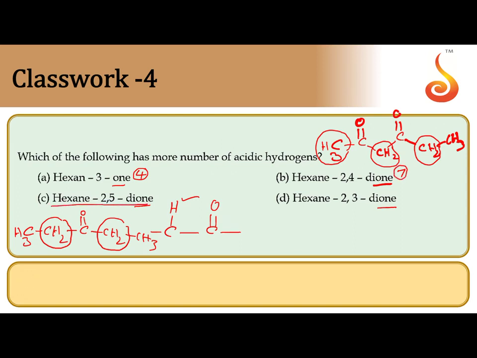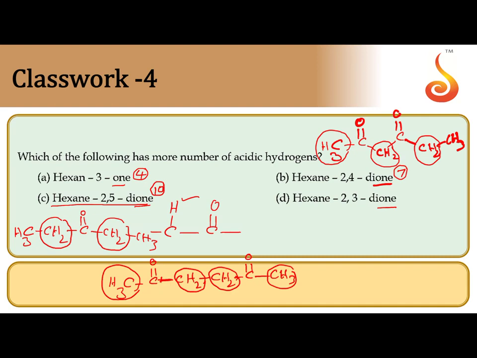Hexane-2,5-dione, at second position and fifth position C double bond O. So now you count: 3 here, 2, 2, 3. 3 plus 2 is 5, plus 2 is 7, plus 3 is 10. 10 alpha hydrogens in option C.